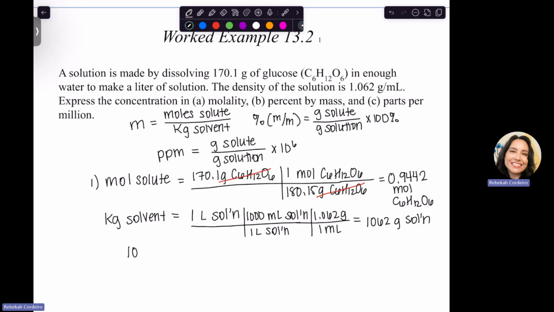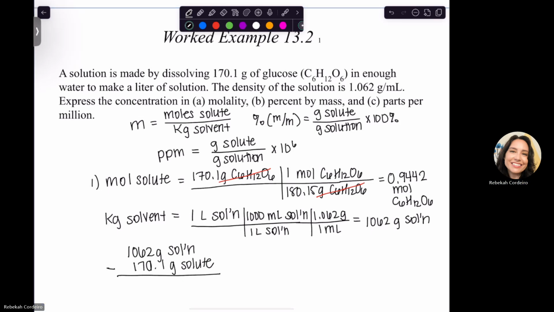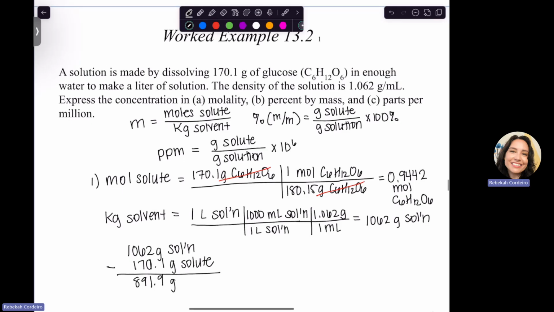Now, if we have 1062 grams of solution total, minus 170.1 grams of solute, we're going to get 891.9 grams of solvent. And if we're talking about significant figures here, it would be 892 grams of solvent. Because when we're doing sig figs for addition and subtraction, we've got to cut it off at the least precise decimal place.